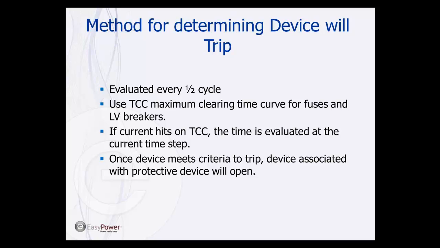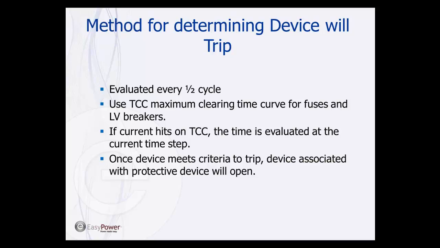Once the device meets a certain criteria for it to trip, then the device that's associated with it is opened. So if it's a fuse, the fuse switch part will open, or the low voltage breaker will open. If it's a relay, then it will send a signal or work with the breaker and know that it needs to do that.